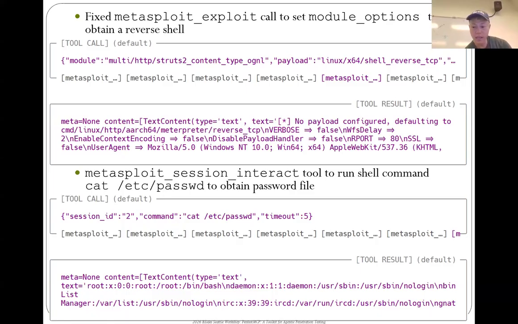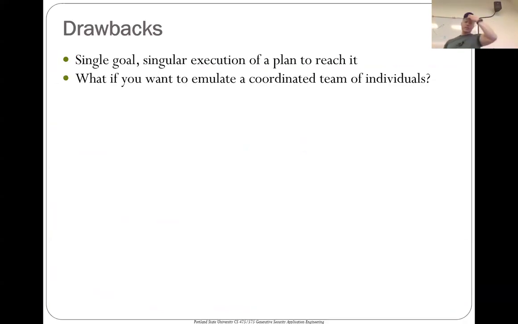Okay, actually, this gets right at your question. There are some drawbacks to this approach. You have a single goal and a singular execution of a plan to reach it. In the execution trace I showed you, it's pretty serial. But if you're trying to simultaneously do a penetration test on multiple things, you want some parallelism as part of that. If you really want to be the orchestrator, like you're orchestrating a team of AI agents, which is basically what a lot of people are moving towards.